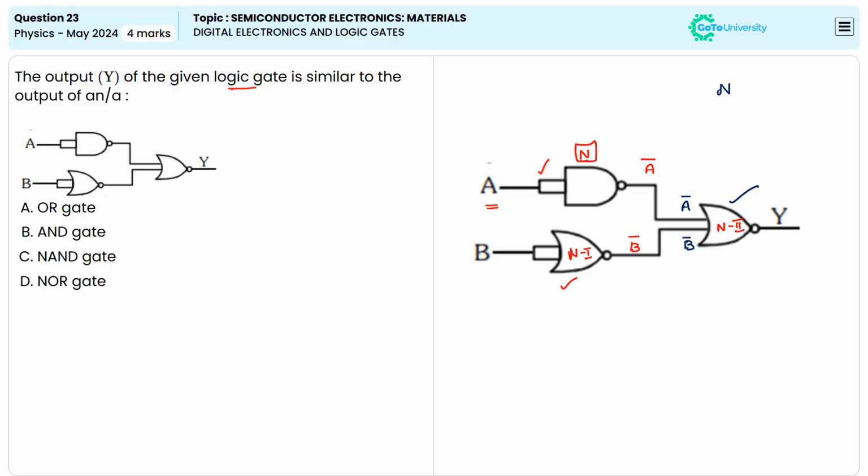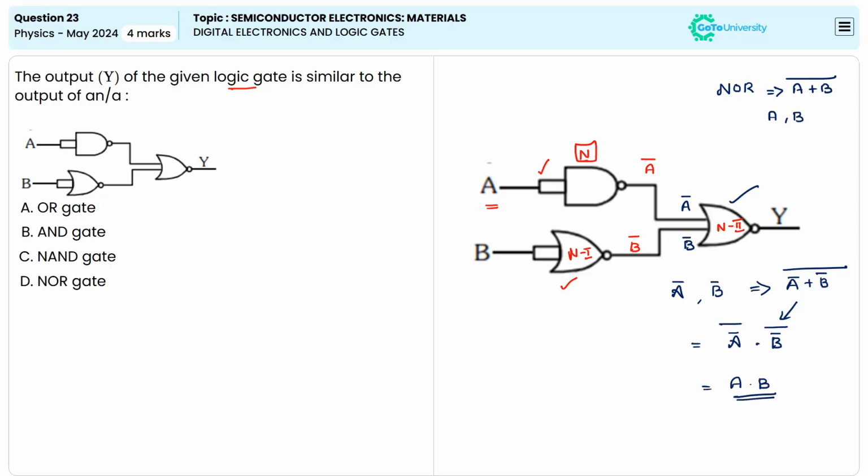The general output of a NOR gate is nothing but (A plus B) whole bar when the inputs are A and B. But here we have inputs of A bar and B bar, so the output will be (A bar plus B bar) the whole bar. Again, we can simplify this equation as (A bar) whole bar dot (B bar) whole bar. So again it can be written as A dot B, which is nothing but the output of the AND gate.